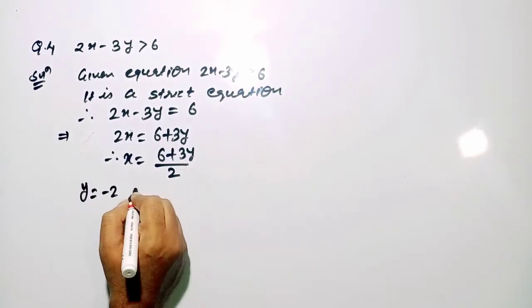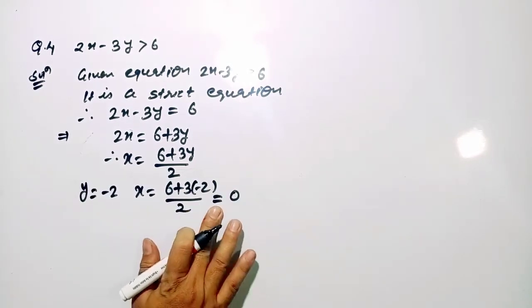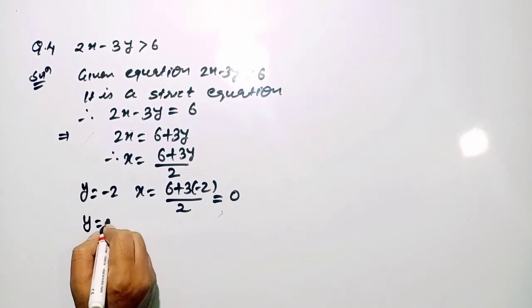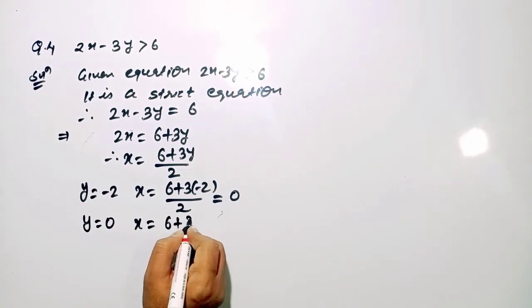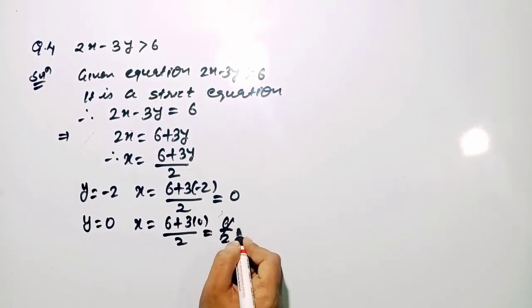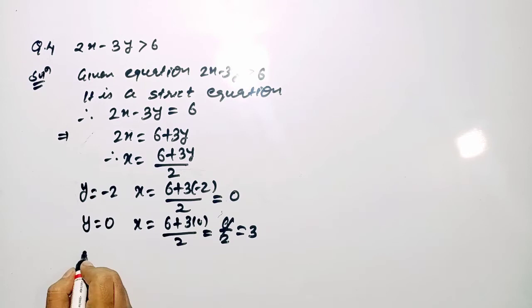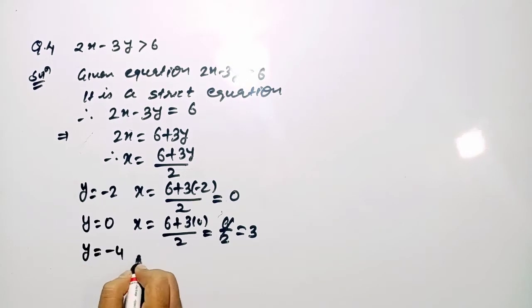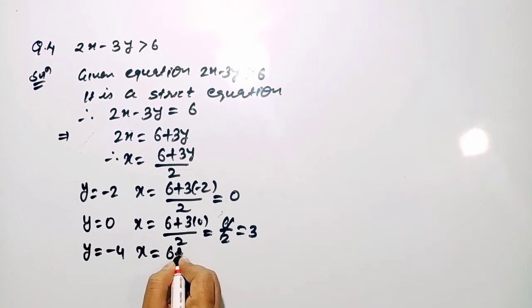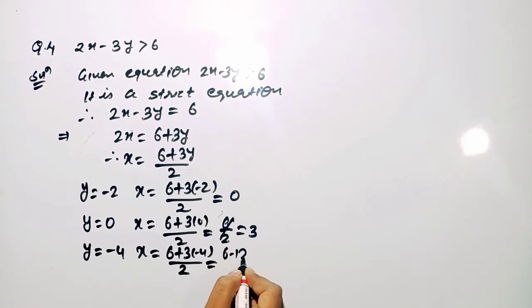Now considering y is equal to minus 2, so x is equal to (6 plus 3 into minus 2) divided by 2. So we are getting 0. Now considering y is equal to 0, so x is equal to (6 plus 3 into 0) divided by 2, which is 6 by 2, equal to 3. Now considering y is equal to minus 4, so x is equal to (6 plus 3 into minus 4) divided by 2. So 6 minus 12 divided by 2, so minus 6 divided by 2, we are getting minus 3, right?